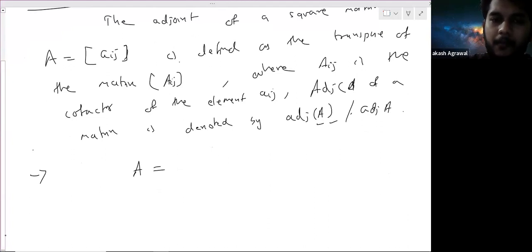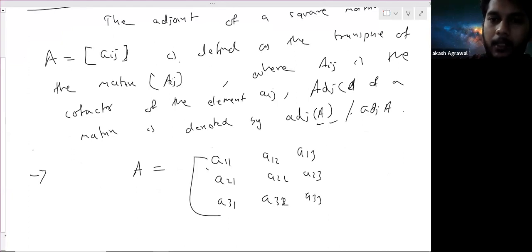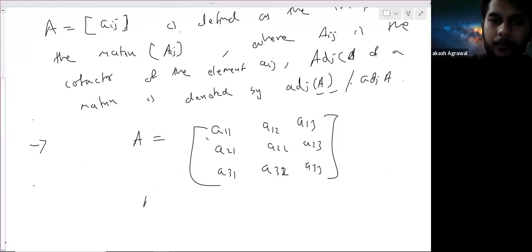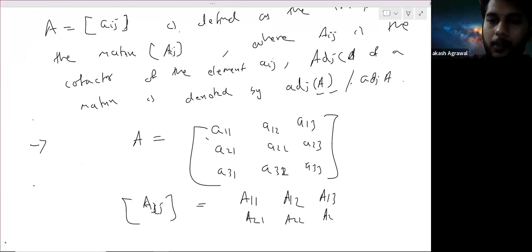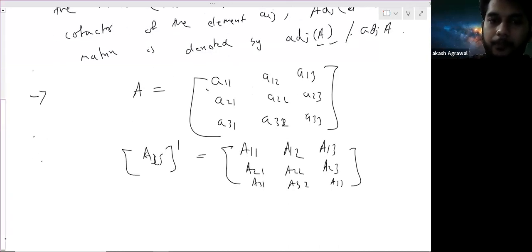Very simply, what this means: if A is A11, A12, A13, A21, A22, A23, A31, A32, A33, find the cofactor matrix, which is A11, A12, A13, A21, A22, A23, A31, A32, A33. Then the transpose of this will be the adjoint of A.